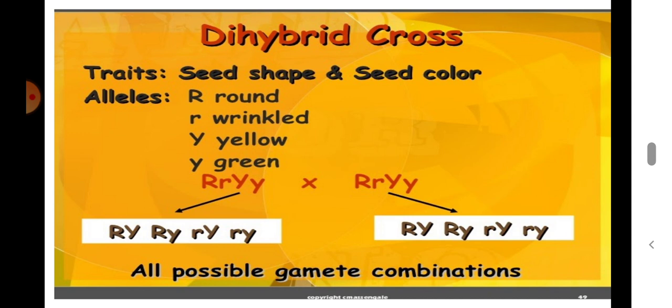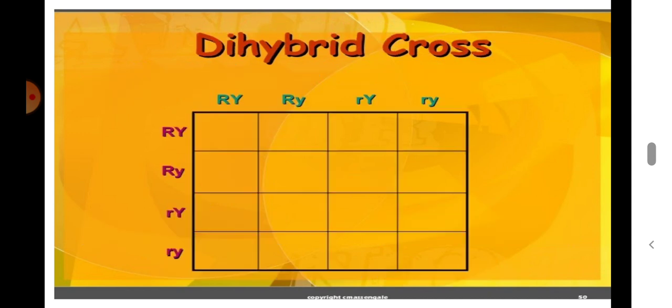After crossing, 4 types of gametes are produced by each of these parents. The 4 gametes are capital R capital Y, capital R small y, small r capital Y, and small r small y. Also in the female parent, 4 gametes are formed, the same: capital R capital Y, capital R small y, small r capital Y, and small r small y. All possible gamete combinations are seen here.